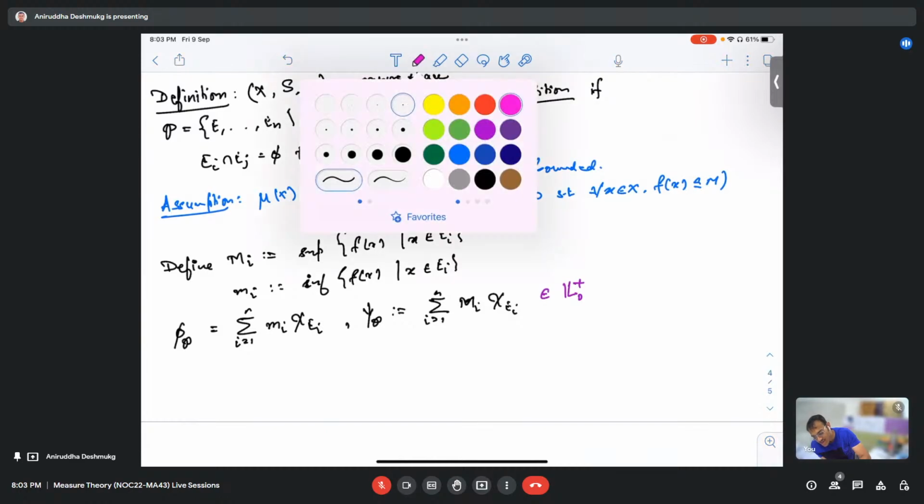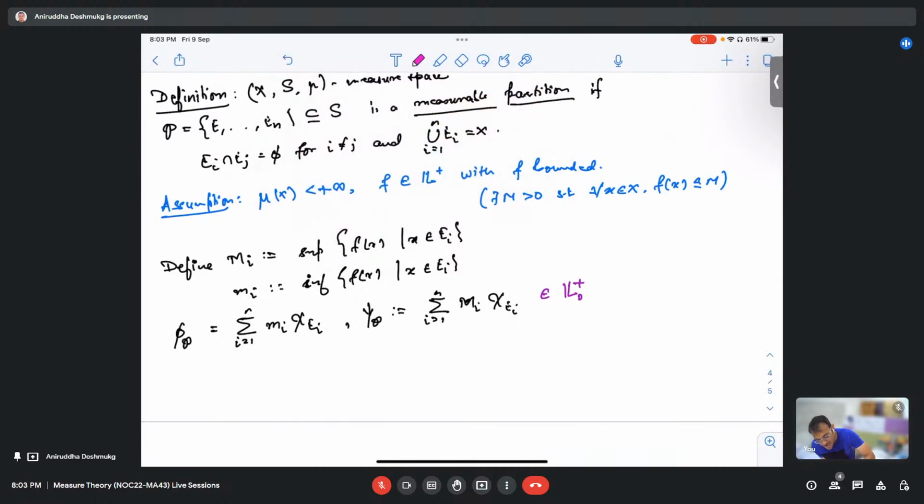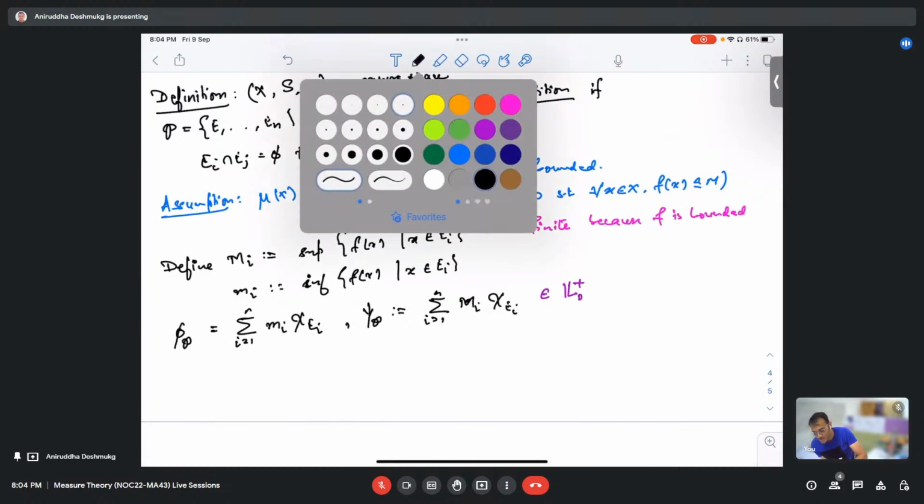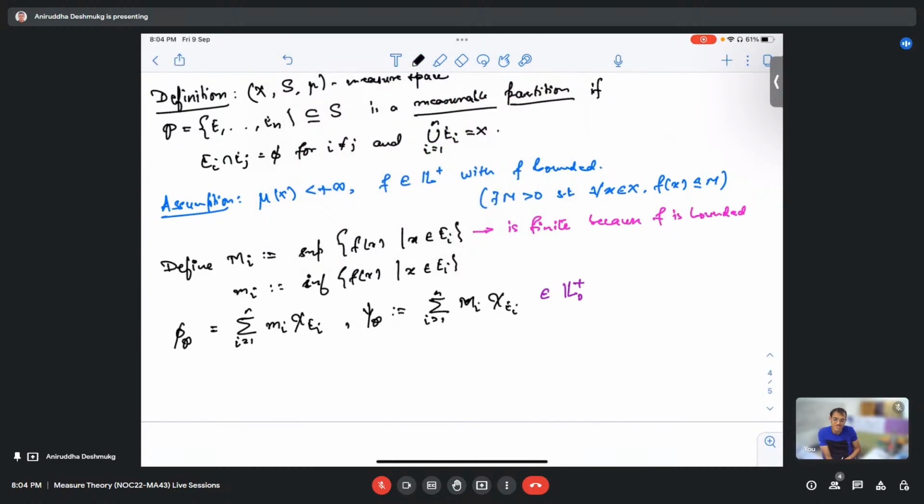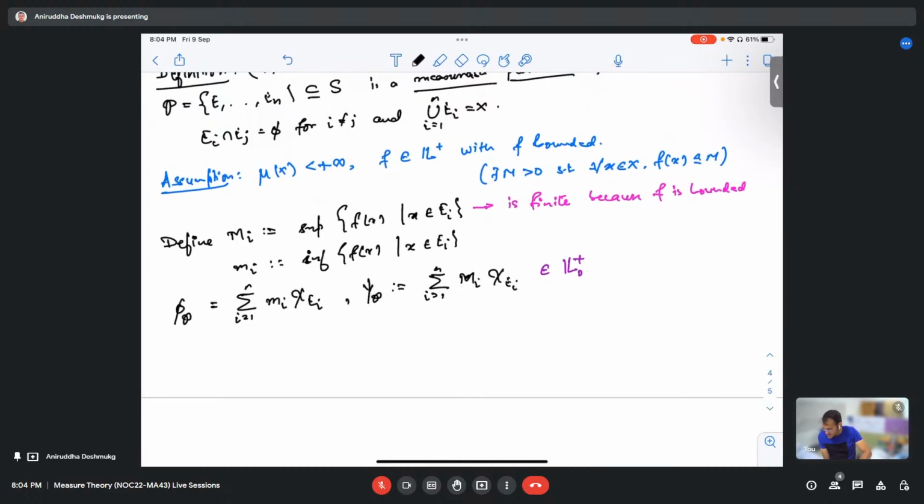Now there are two things. This Mi is finite because f is bounded. If f was not bounded, this could be plus infinity, and I don't want it to be plus infinity. So let us take a bounded function. So this capital Mi is finite, and this small mi is also finite. Do you agree?